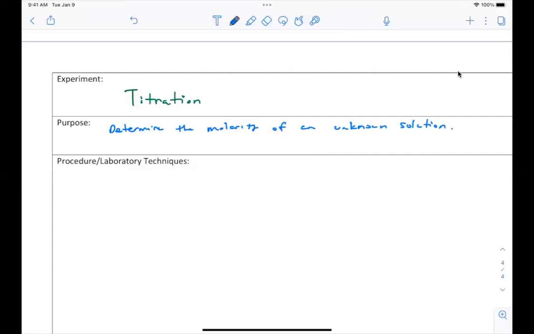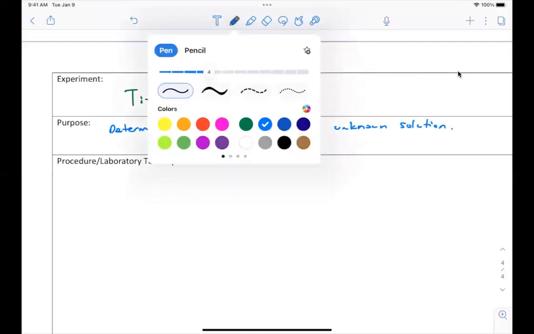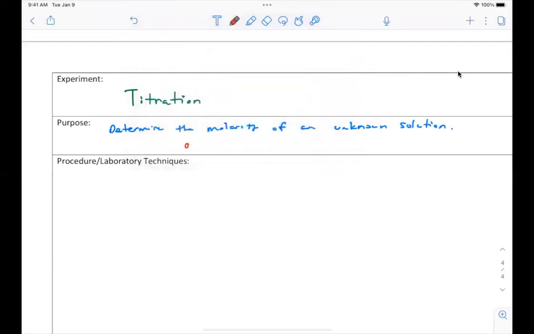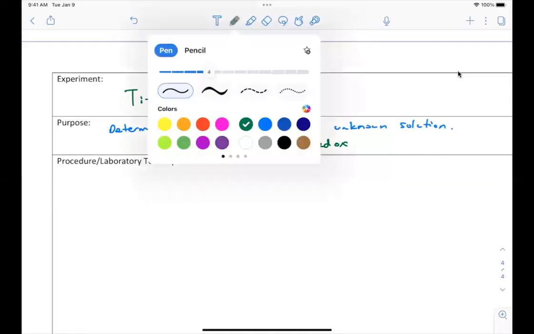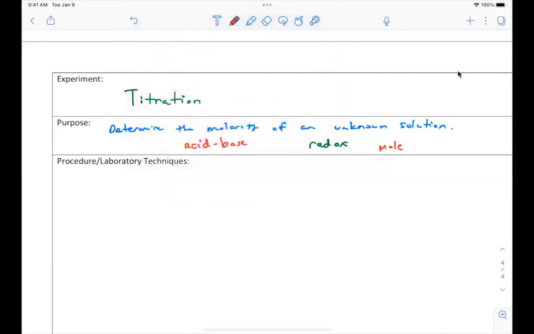So essentially you have a known solution and then an unknown solution, and you're reacting them together to figure out the molarity of the unknown. Now there's two types, and it doesn't matter which kind you do, it's still the same concept. You can have an acid-base titration, or you can have a redox titration. Okay, so it doesn't matter whether it's an acid or a base or an oxidizer or a reducer, you're still reacting molarities with molarities, and the idea is that the moles react with moles. That's the whole point.